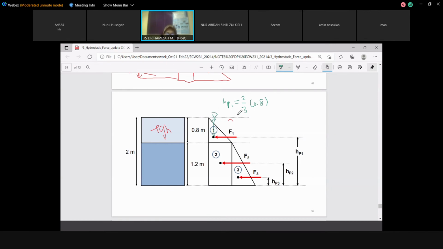Okay, let's see for HP2. Okay, HP2 is a rectangle. So for a rectangle, you don't need 2/3 or 1/3. It's just divided into 2. So it is half times the length, which is 1.2.